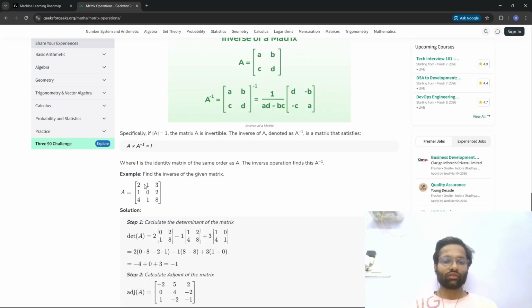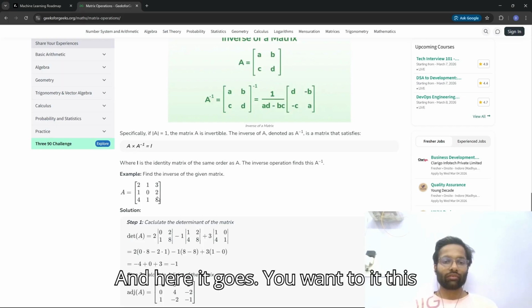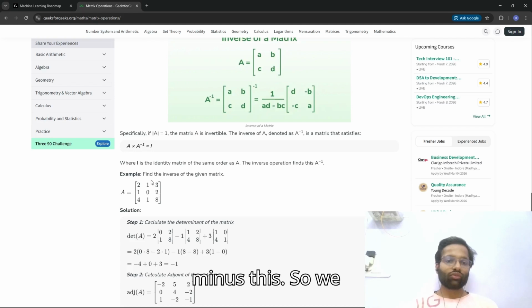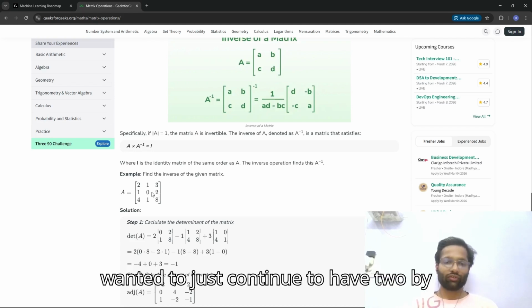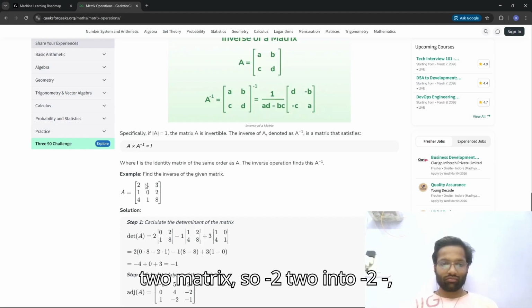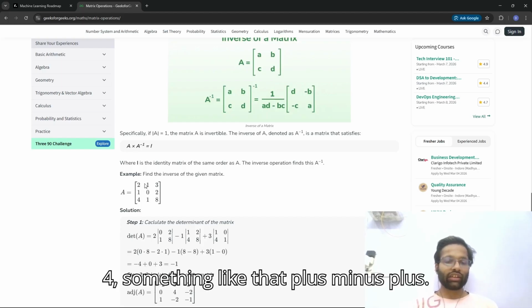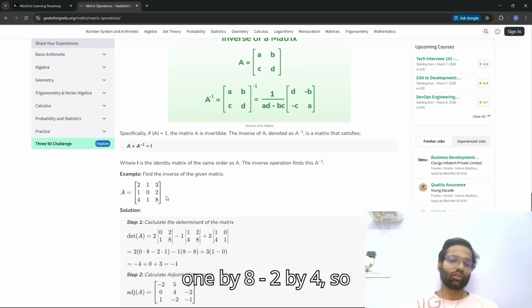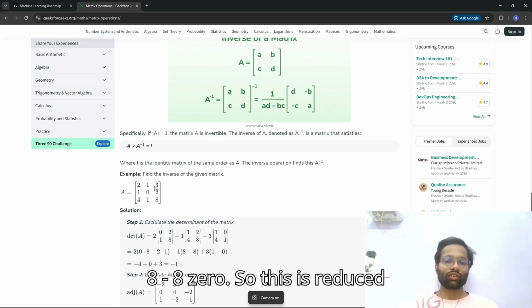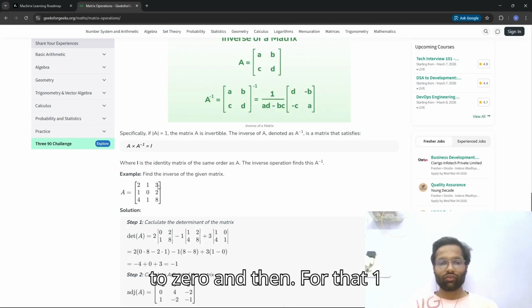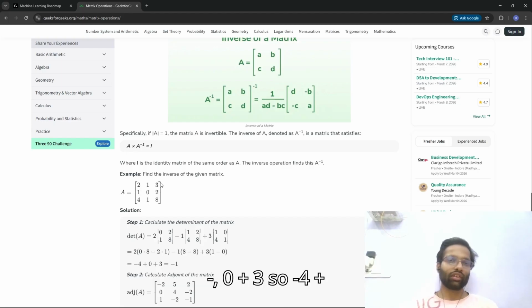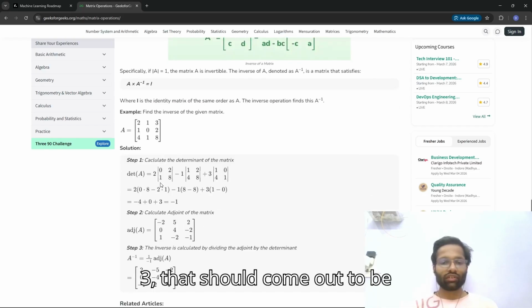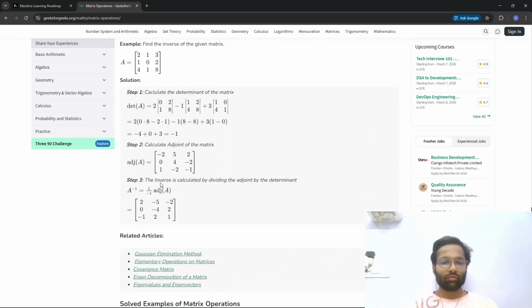And here it goes 0 into this minus this. So you have to just convert it into a 2 by 2 matrix. So minus 2, 2 into minus 2 minus 4, something like that. Plus, minus, plus. So this one will be minus 1 bracket, ignoring this, 1 by 8 minus 2 by 4. So 8 minus 8, 0. So this is reduced to 0. And then for that, 1 minus 0 plus 3. So minus 4 plus 3, that should come out to be minus 1, I guess.